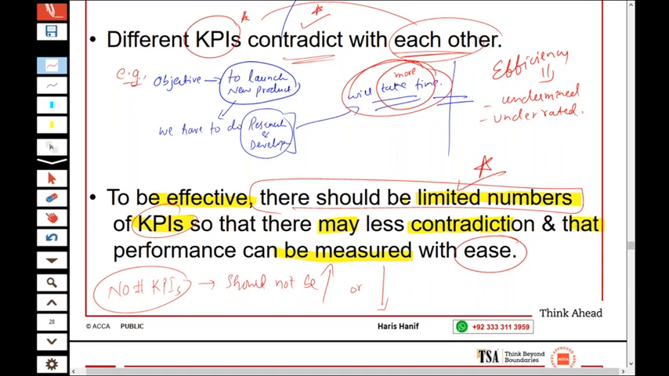So that is why there should be a limited number of KPIs to be used so that performance can be measured with ease.